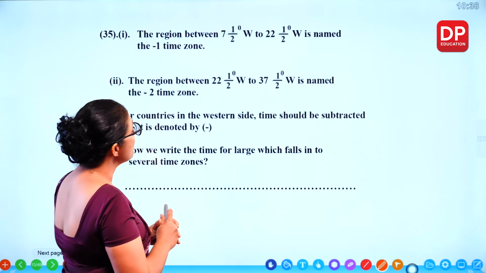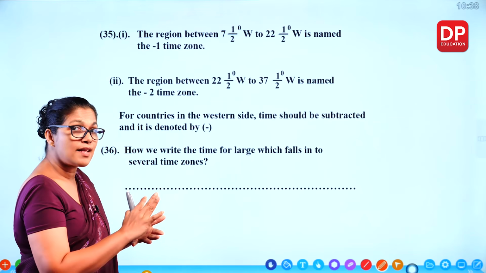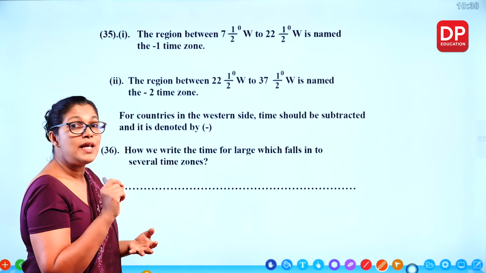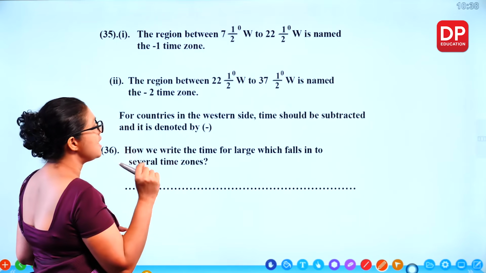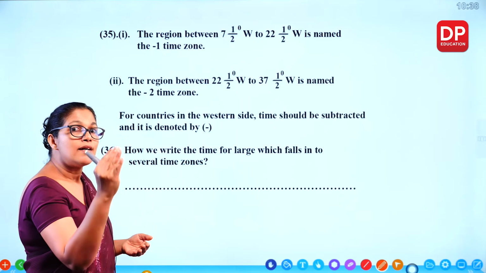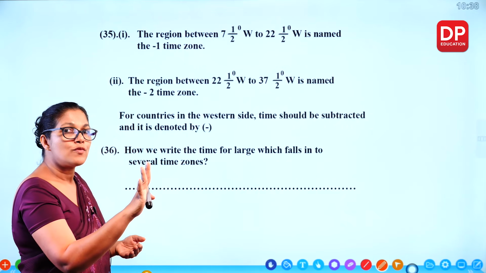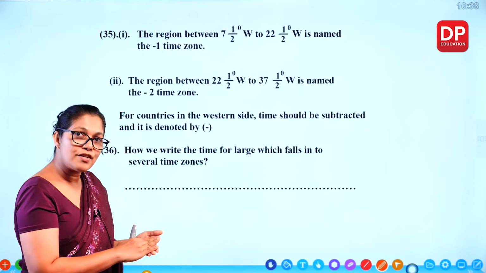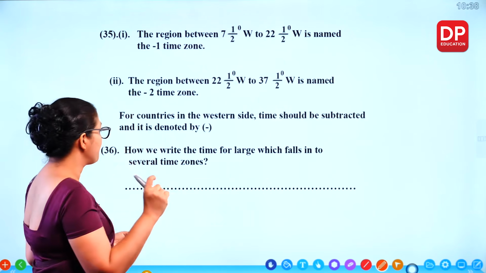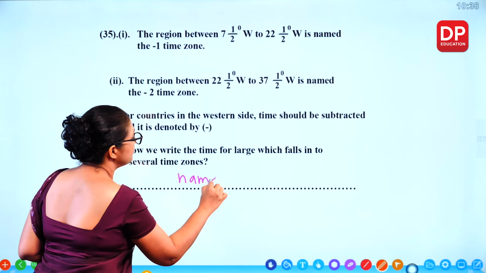How do we write the time for large countries which fall into several time zones, like India, that's a big country? Then we take the city name as well: Chennai time, and in Australia, Melbourne, Sydney time. So when you get large countries, we have to consider the city. So we take the name of the city.